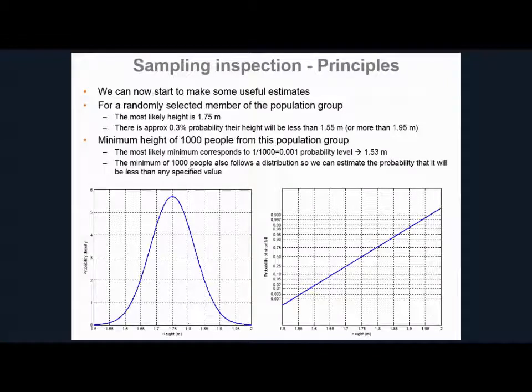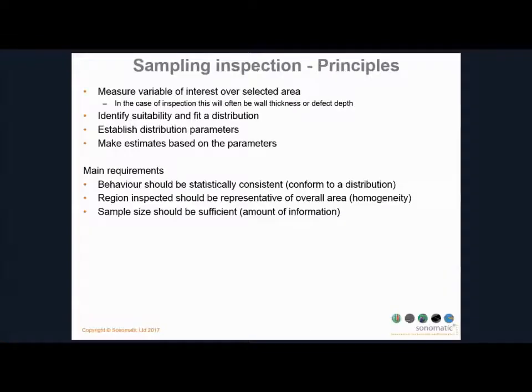I'll try and show how that applies to inspection data shortly. So the basic principles of what we're doing with inspection data is very similar in that we measure the variable of interest over the selected area. Now, rather than measuring the heights of a bunch of people, we can use inspection to measure wall thicknesses or defect depths. The next stage is to establish the distribution parameters, or identify what the distribution is and fit a distribution to allow us to get the parameters.